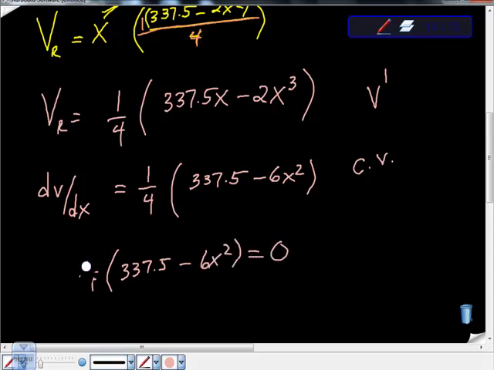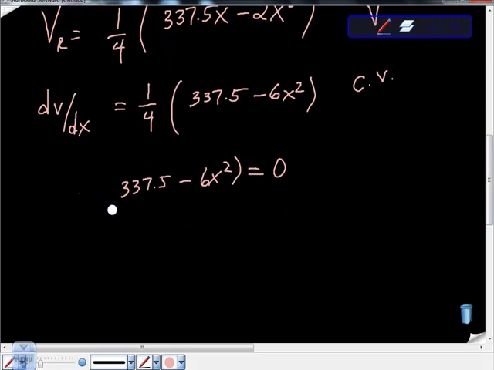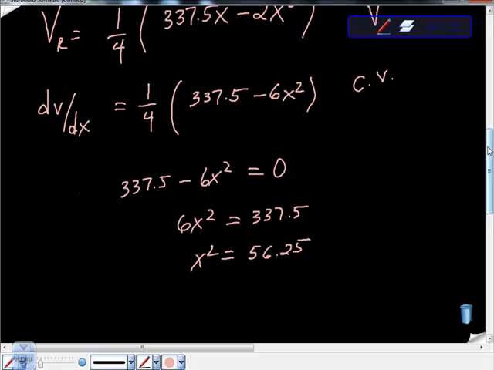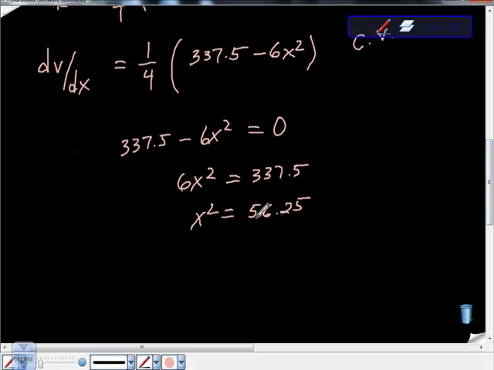Multiply both sides by 4. This goes to 0 also. These parentheses go down, don't they? We get 6x squared is equal to 337.5. From here, we divide both sides by 6, and we get x squared is equal to 56.25. Looks like crap. This is calculator math, so don't be too impressed that I know this answer.